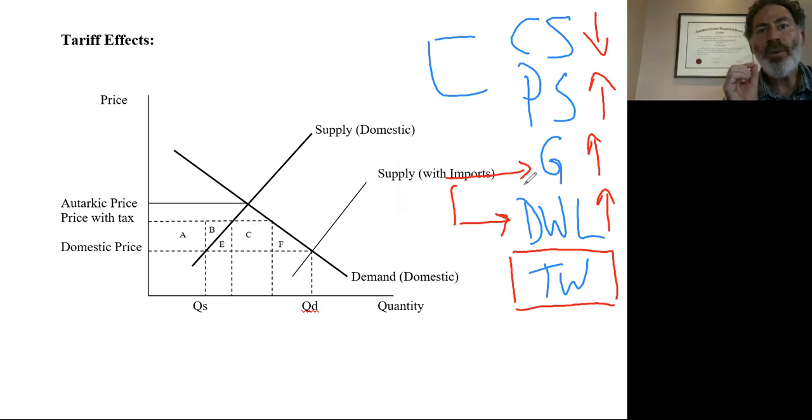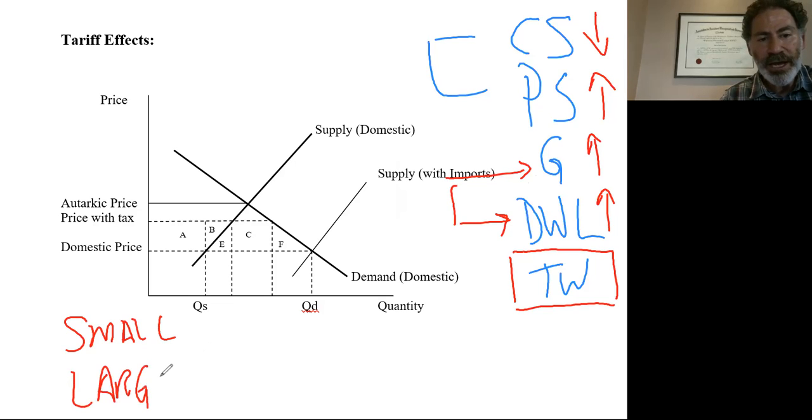What I want you to take away is this. Here's the CFA Institute's signal. They talk about a small country and they talk about a large country. A small country means you don't dominate the world market, and there will be a deadweight loss, which is most likely going to outweigh any government revenues. So with a small country, there will be a decrease in the total welfare or the national welfare. Keep that in the memory banks.